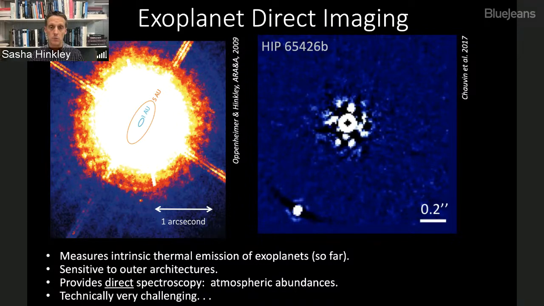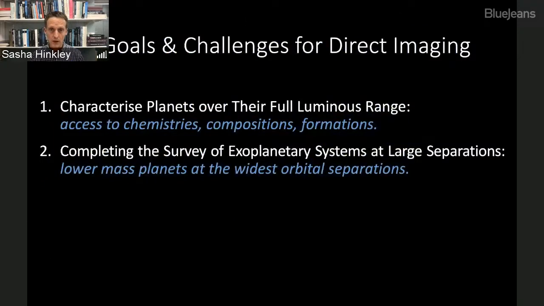So I want to tell you a little bit more about that. But before I do, I want to talk about what I like to think are some of the key goals and challenges of exoplanet direct imaging. I boiled them down, so forgive me for those of you that are commenting on the things I may have forgotten. The first thing we really want to do is characterize planets over their full luminous range. So far, we've only characterized planets from about 1 to 2 microns using instruments like GPI and SPHERE from the ground.